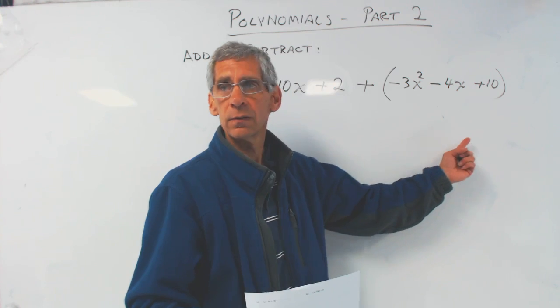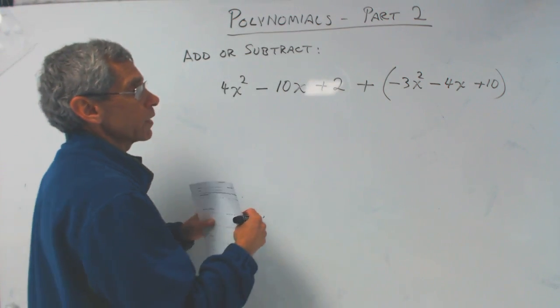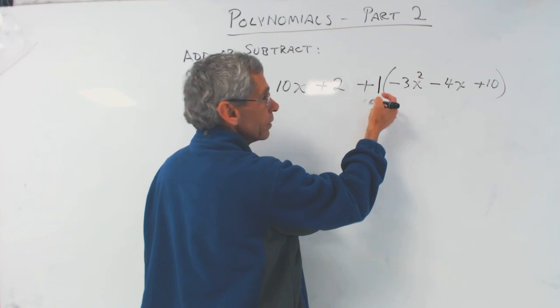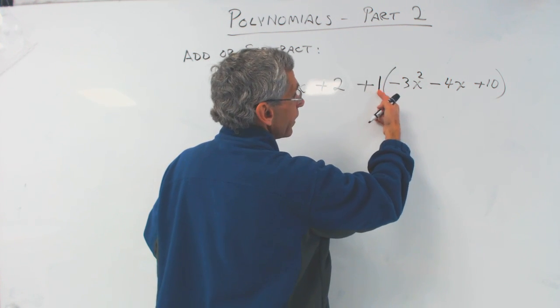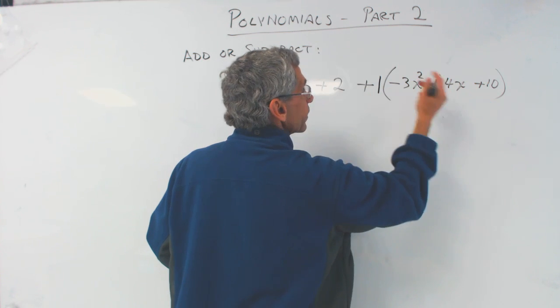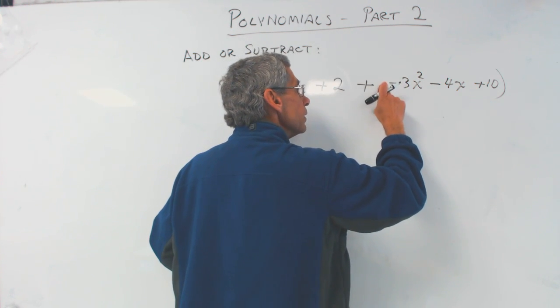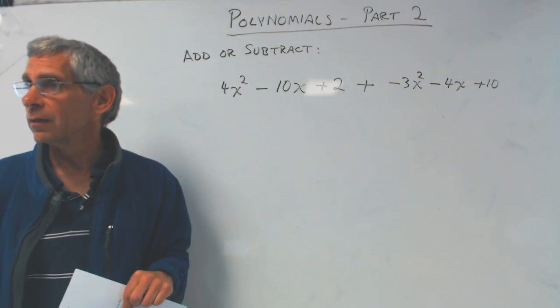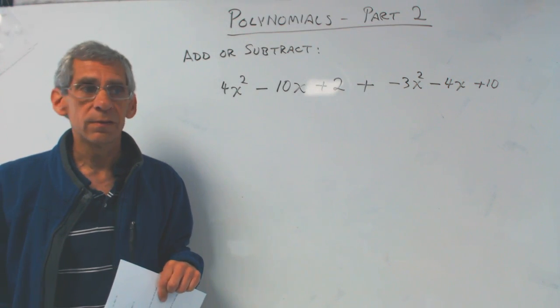But now the question is, do I need this set of parentheses? No, you don't, because what's in front of this one? A positive 1, and positive 1 times all this is just all this. So I don't need the 1, I don't need this, and I don't need this. Now I'm ready to combine. Does that make sense? You see that?